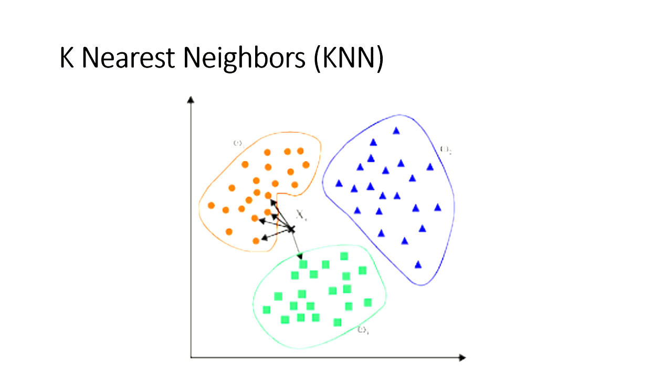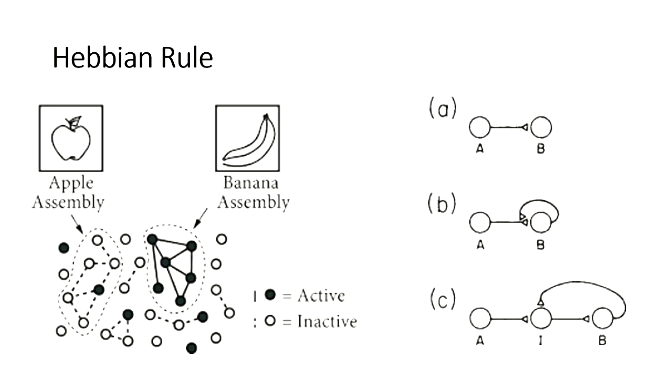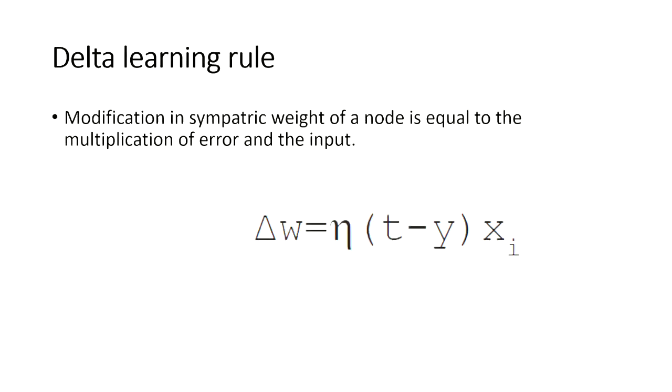Then we have k nearest neighbors, in which what it does is it clumps nearby points together and sets it as a region. So if a certain point is closer to a certain clump, it will assign that point to that clump. We have the Hebbian rule, which here they've used for identifying what the image is, if it's an apple or a banana. So for image classification, the Hebbian rule is very helpful.